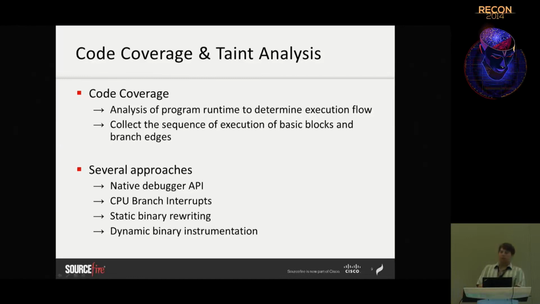CPU branch interrupts are a way to change a trap flag so that, instead of doing a single step, it does a basic block trap. That would be okay, but we don't just need code coverage, and it's not really exponentially faster. It's only faster because instead of single stepping, you are getting each basic block. But as I mentioned, we need every instruction anyway.